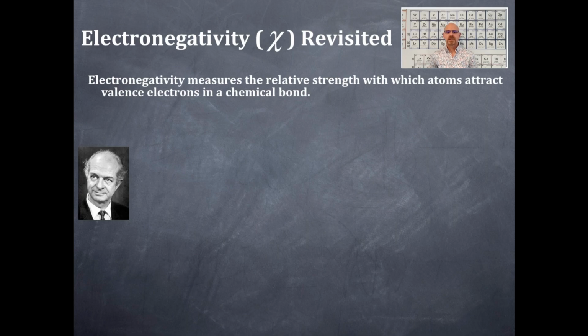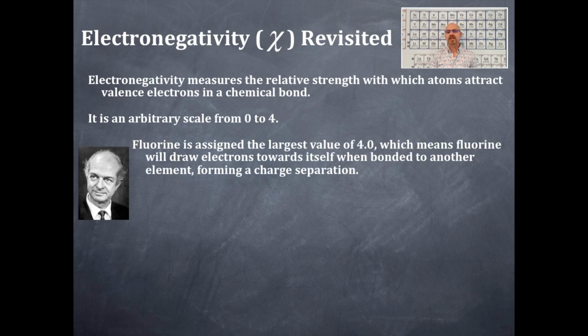Okay? All right. So electronegativity measures the relative strength with which atoms attract valence electrons in a chemical bond. It's an arbitrary scale from 0 to 4. Fluorine is assigned the largest value of 4.0, or depending on the periodic table, 3.98, which means that fluorine will draw electrons towards itself when bonded to another element, thus forming a charge separation.